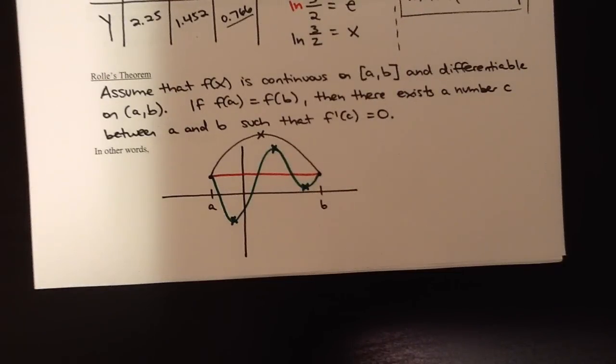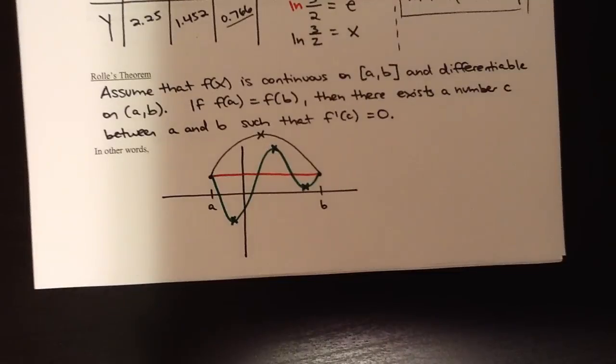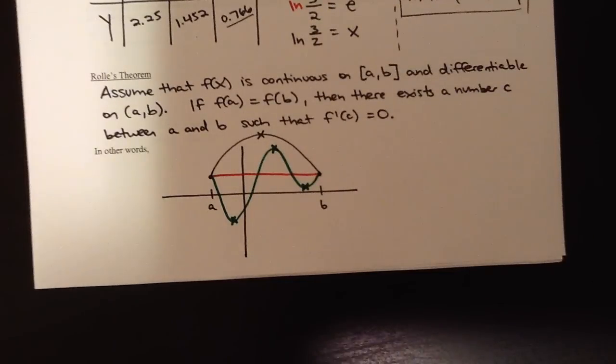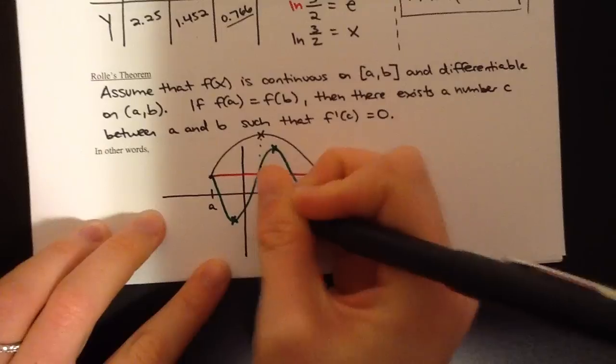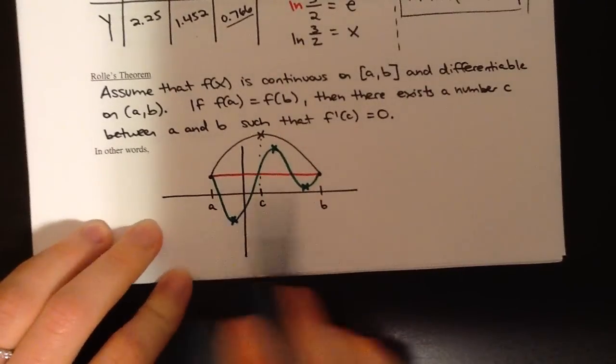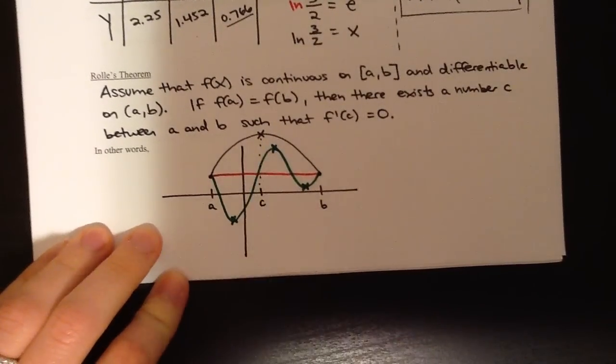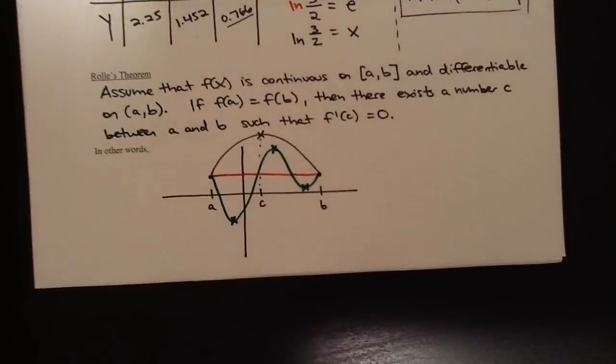If I start with one y value and end at the same y value, there's going to be a slope of 0 somewhere. And that value of c, on the black graph, for instance, would be this one right here. There's got to be a c in between a and b such that f prime of c equals 0. All right, let's look at some applications of Rolle's theorem.